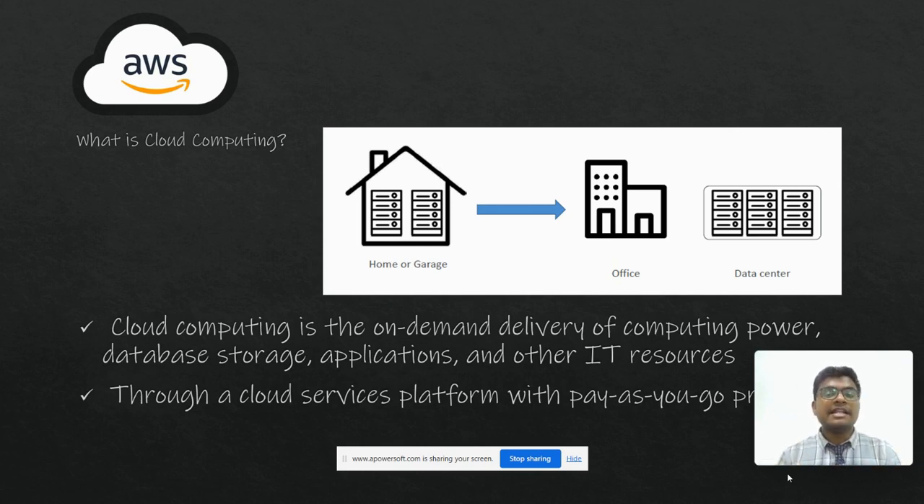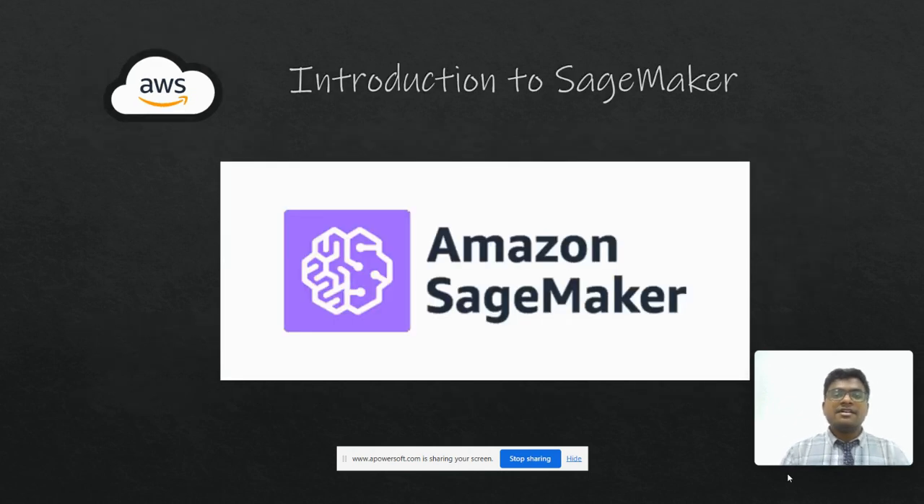Cloud computing is the on-demand delivery of computing power, database storage, applications, and other IT resources. Through cloud computing services, we can go for pay-as-you-go delivery, which is one of the important criteria in cloud computing. You can buy or lend services whenever you need them, at a particular time. So let's talk about what SageMaker is.